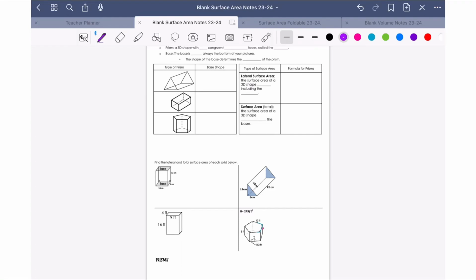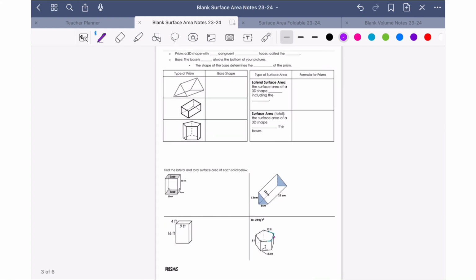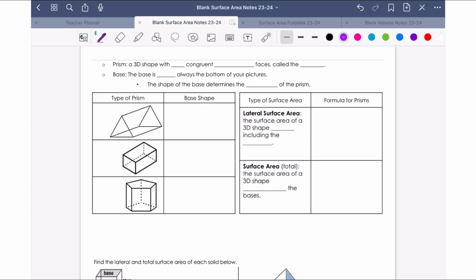All right, the next section in our surface area foldable is prisms. We are going to be filling in these notes, and then you will be doing a Schoology assignment to practice for prisms. All right, what is a prism? Starting at the top here.